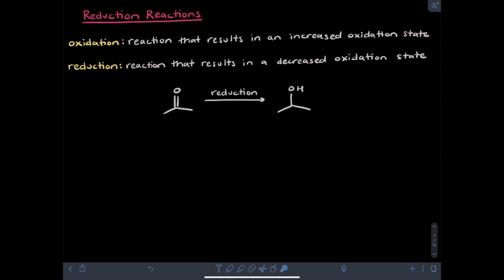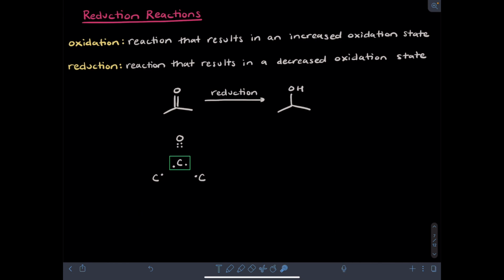A reduction reaction we'll be looking at today is starting out with an aldehyde or ketone with a carbon-oxygen double bond, and we're going to be adding hydrogens across this bond. To see why this counts as a reduction reaction, we could look at the oxidation states of these central carbons attached to oxygen in each of these molecules.